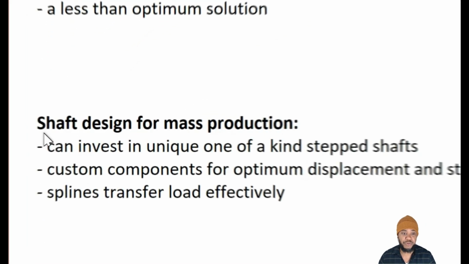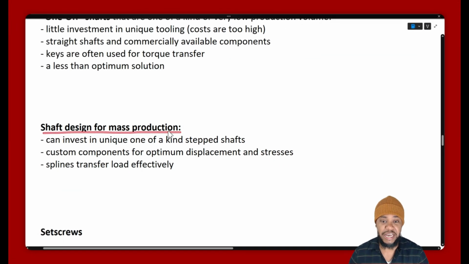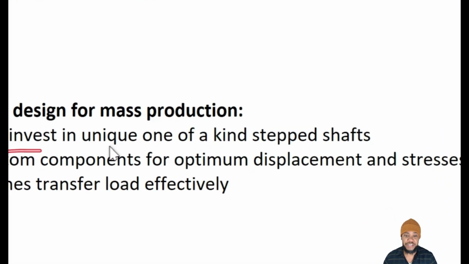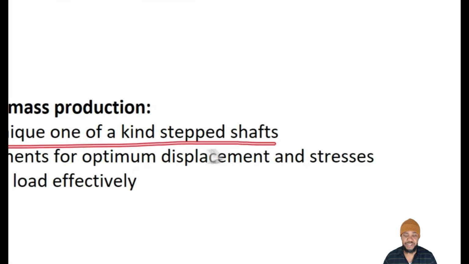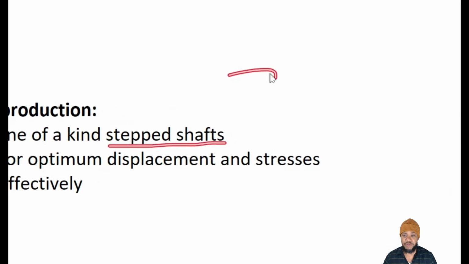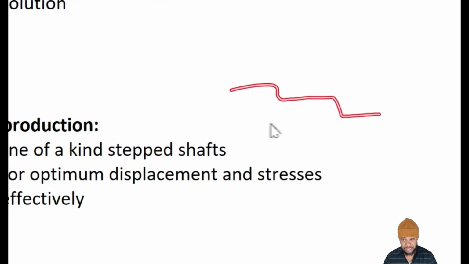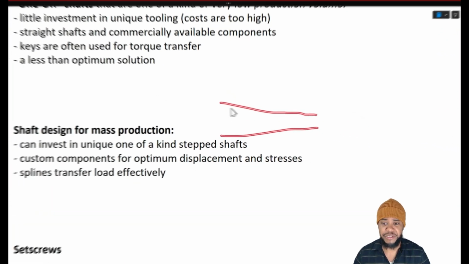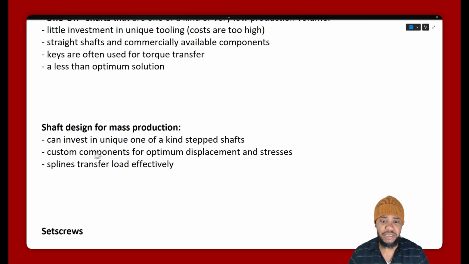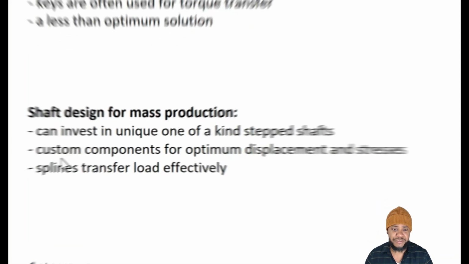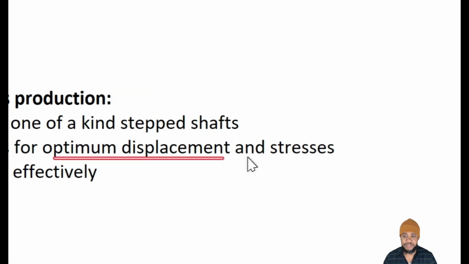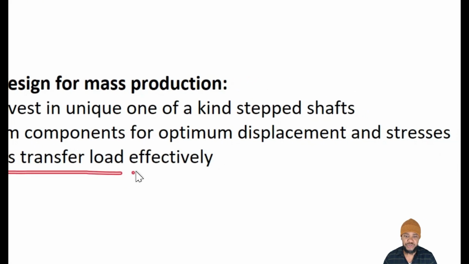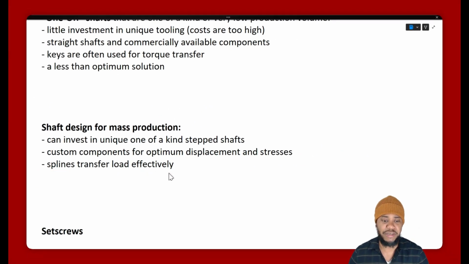However, when we are producing mass production shafts, when we expect to produce many thousands of units, it can be worth it to invest in a unique, one-of-a-kind shaft design. Whether that shaft design is stepped, where we change the diameter from section to section, or even whether it's actually tapered, functionally tapered over its length. Mass-produced shafts can have custom components that optimize the displacement and stresses that are transferred through the shafts, and often splines are used in order to transfer loads and torques effectively.